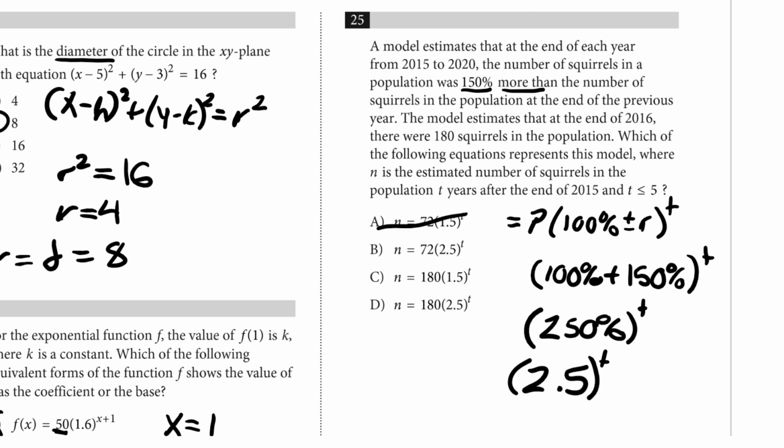So we know it can't be A, can't be D. It's either going to be B or C. The number in front represents the population of the squirrels at the end of 2015. If you look at D, we have 180, but in the question it says the model estimates at the end of 2016 there were 180 squirrels in the population. So this number represents the number of squirrels at the end of 2016 and not at the end of 2015. So the answer has to be B.